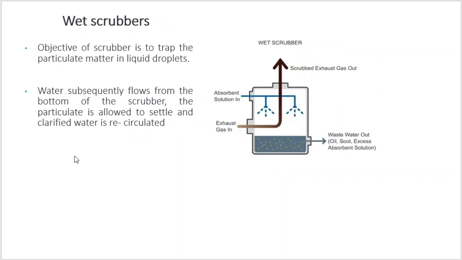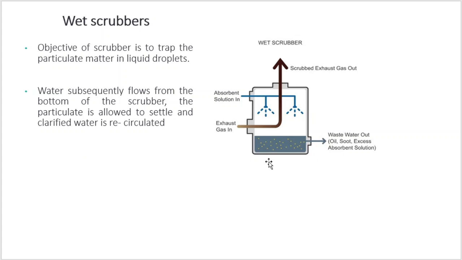Another example is wet scrubbers. This is a technique to avoid air pollution. The object of the scrubber is to trap the particulate matter in liquid droplets. Water subsequently flows from the bottom of the scrubber. The particles are allowed to settle and the clarified water is recirculated.